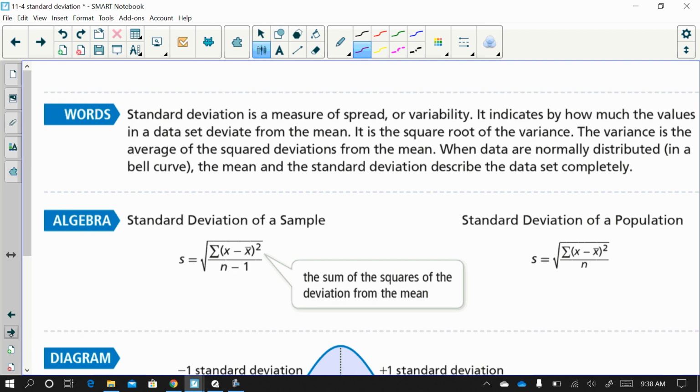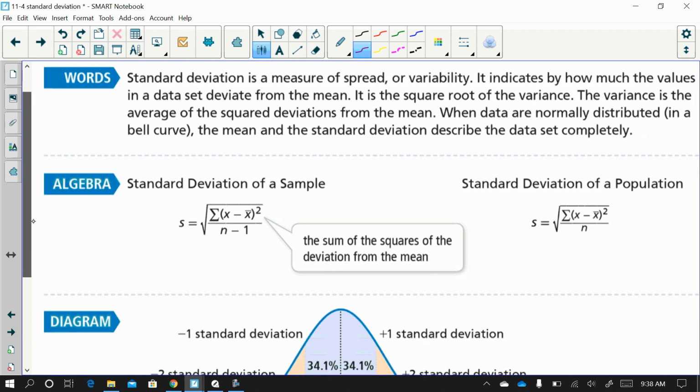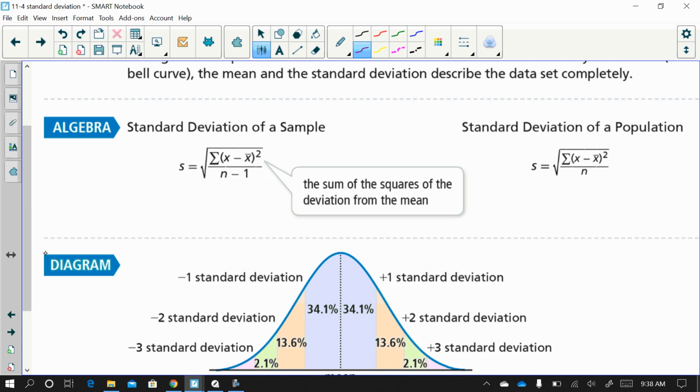Okay, and that's what I have. So just to summarize, standard deviation is a measure of spread or variability. It indicates by how much the values in a data set deviate from the mean. It's also known as the square root of the variance. The variance is the average of the squared deviations from the mean. When data are normally distributed, so we want a bell curve, the mean and the standard deviation describe the data set completely. And remember, the formulas are almost identical. The only difference is for a sample you divide by n minus 1, for a population you divide by n.